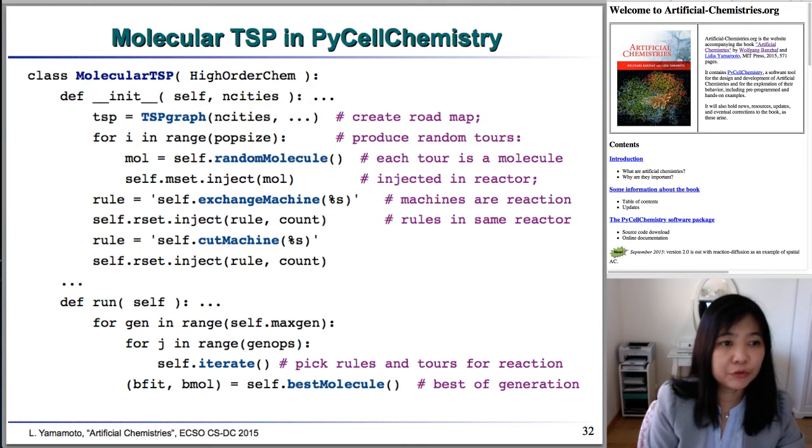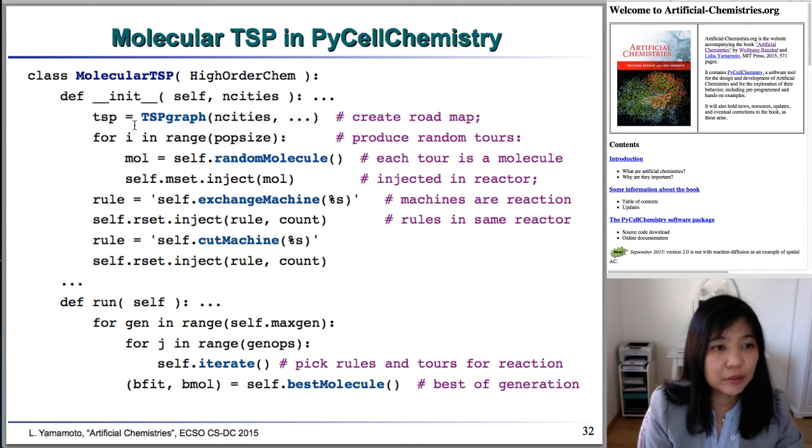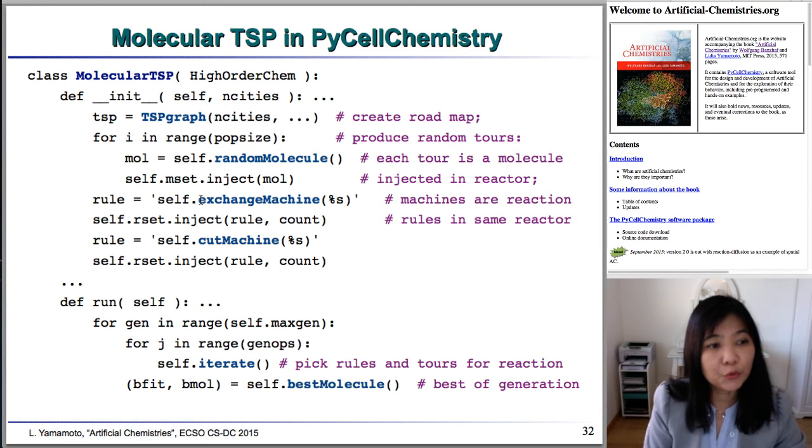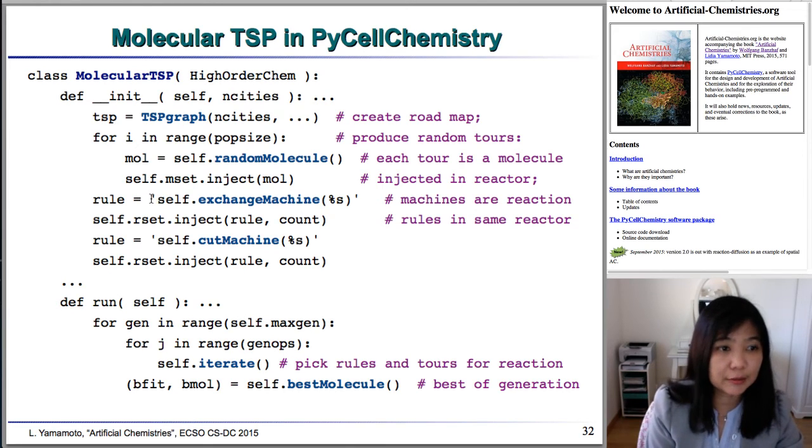This is the Python code for that, part of it at least. Just the main parts: create random molecules, inject them in the soup, and then put the machines in the soup as well. The machines are injected together in the same system, where you have rules that exchange or cut tours. So these rules are also encoded as molecules, strings in a multiset, and they are injected there for being operated upon. So after several iterations, we can pick the best molecule, and this will be the result of the computation.